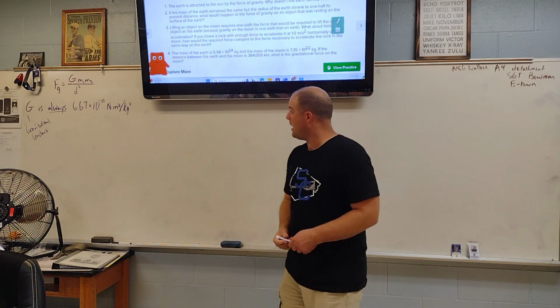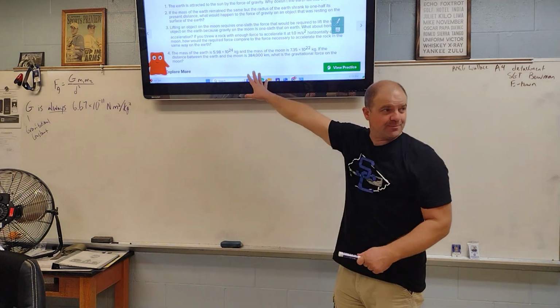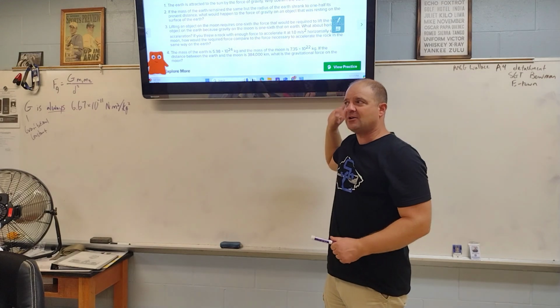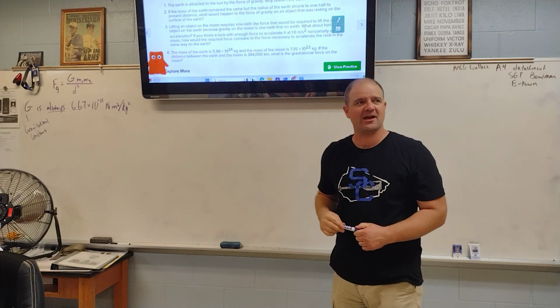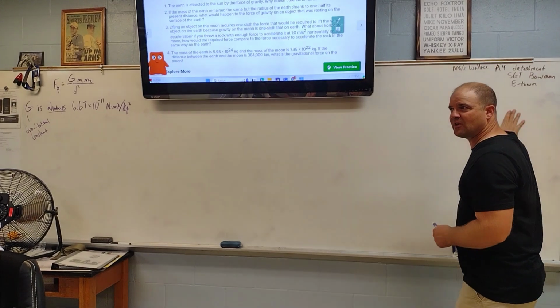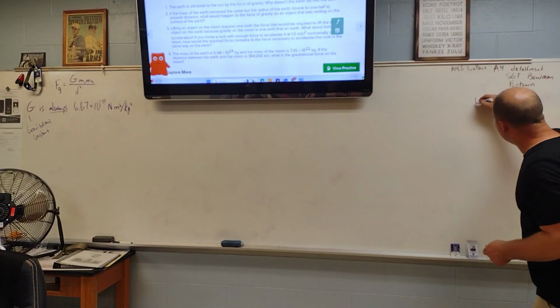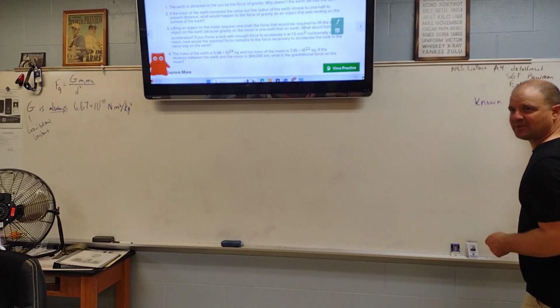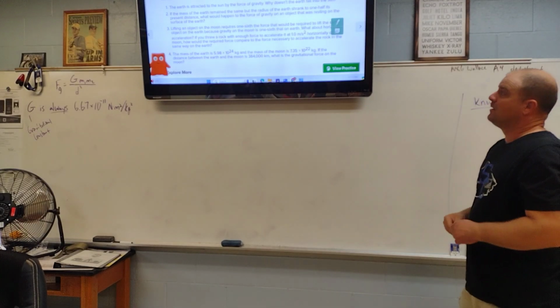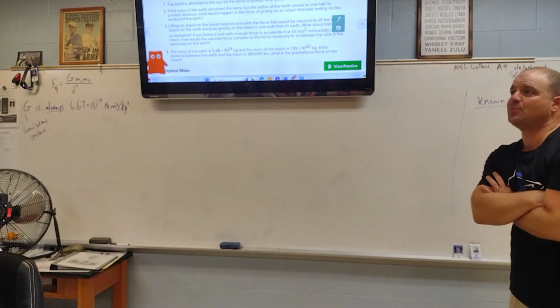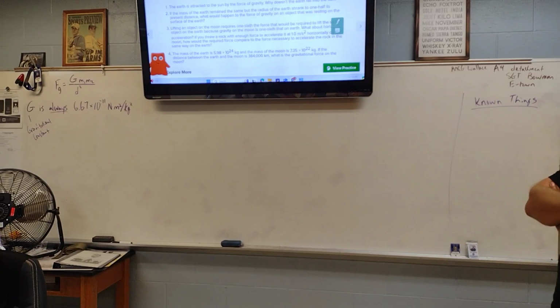Now, let's read the problem. Do you remember how to use a table or chart of known things? We used to make it right over here. We're going to put one right over here. This way we can say known things. Put that on your paper somewhere. Known things. Here we go. I'm going to read it. You put things that we know in the chart of known things.